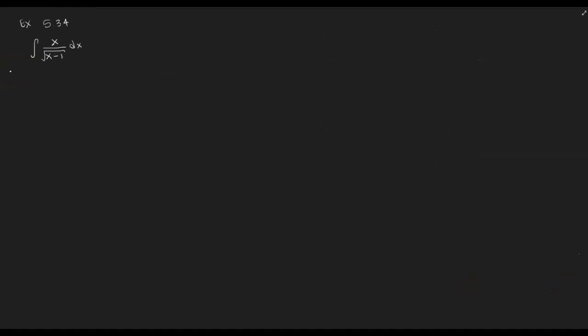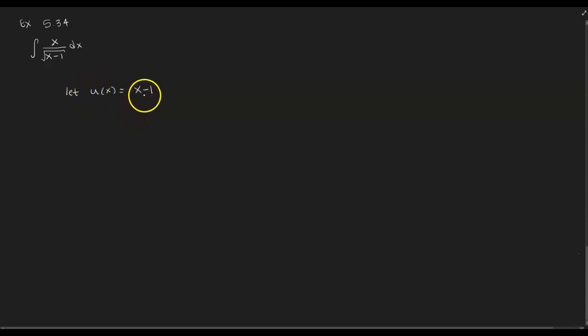Example 5.34 shows us another integral that requires u substitution. Again, we might have some trouble picking out what the u is, but you can go through each of the possibilities and decide which one works best for replacing our x's with terms in u. Let's go ahead and use u as x minus 1. That's the function inside of the square root function in the denominator.